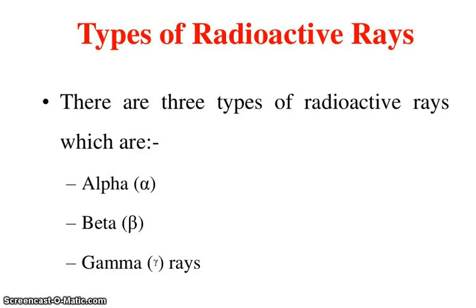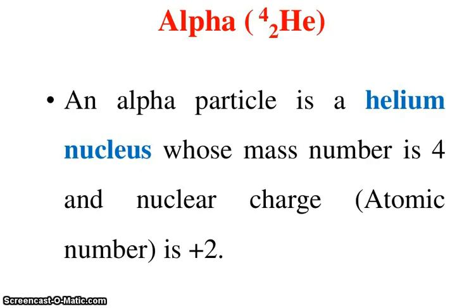Types of radioactive rays. There are three types of radioactive rays, which are alpha, beta, and gamma rays. Alpha is represented by helium-2. An alpha particle is a helium nucleus whose mass number is 4 and nuclear charge is +2.